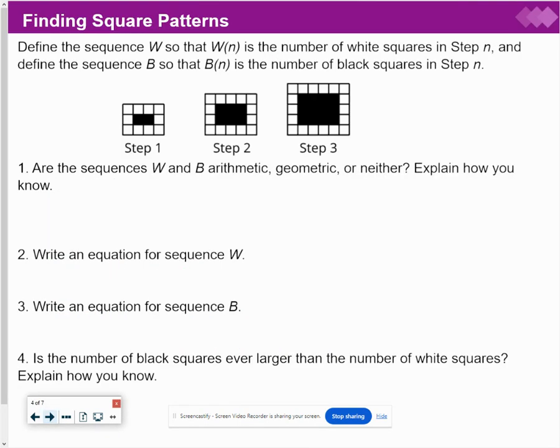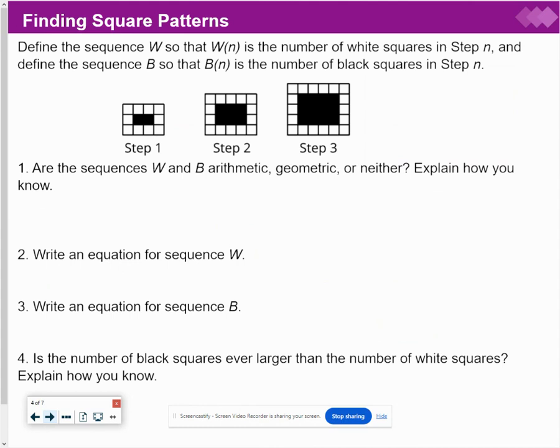Okay, on the top of page 61, we've got this pattern. Notice that starting with step 1, not step 0. I want to know the sequence W, so the W of n is the number of white squares in any step, and I want to define the sequence for B, which would be all of the black squares in any step. Okay, so let's just start by getting some numbers here.